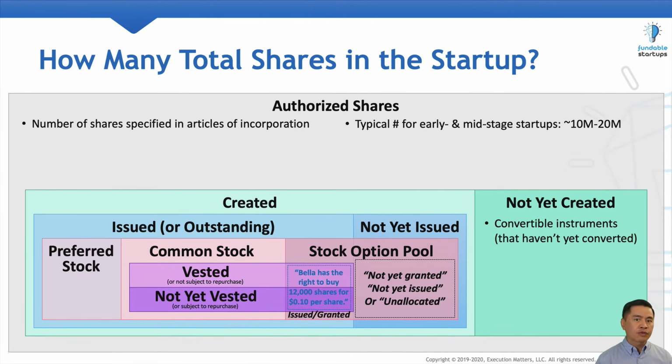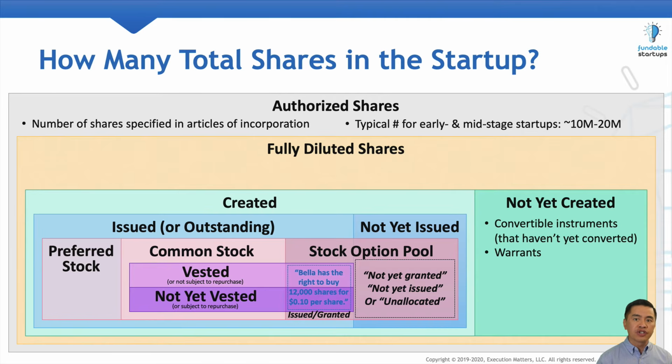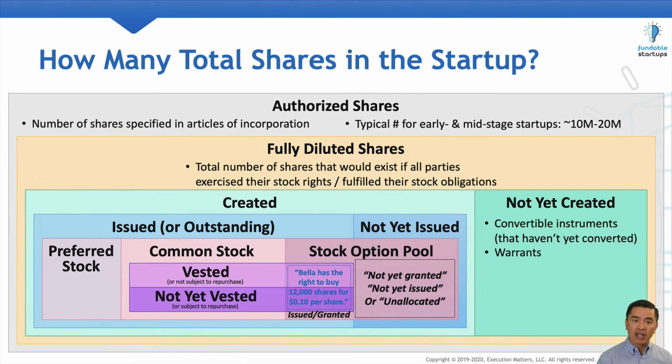When a qualified financing round closes, the company would be obligated to issue a certain number of shares of stock based on the terms of the convertible instrument. A party may also hold a warrant, which is the right to purchase stock at some point in the future. If the party exercises their warrant rights, the company would issue or create new shares of stock to fulfill the warrant obligations. The union of the two green rectangles, created and not yet created shares, is the number of fully diluted shares. The fully diluted shares is the total number of shares that would exist if all parties exercised their stock rights or fulfilled their stock obligations.